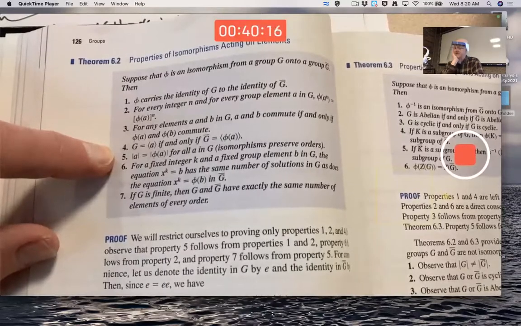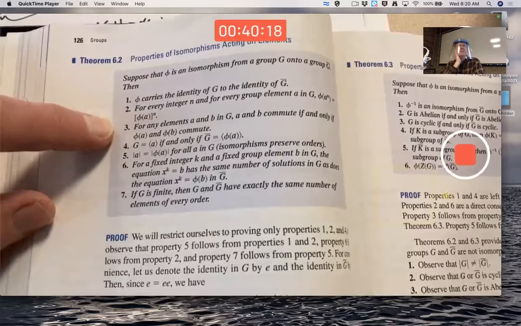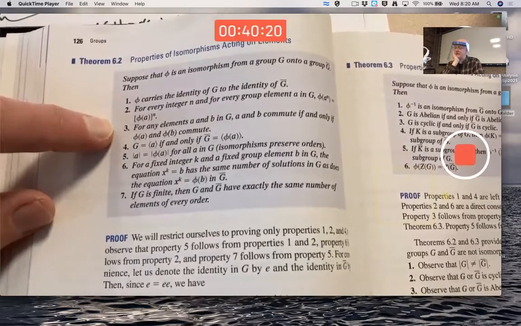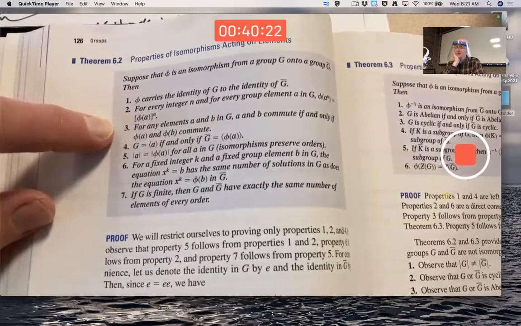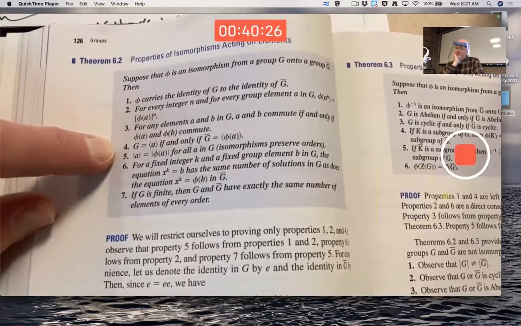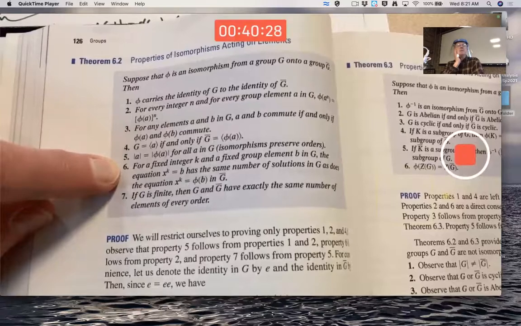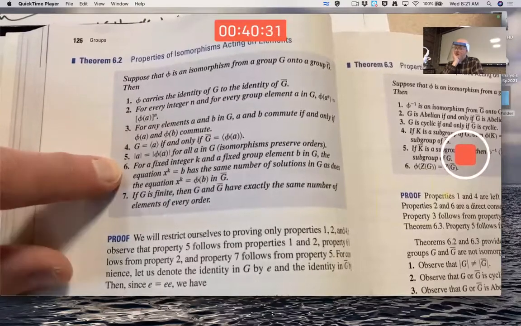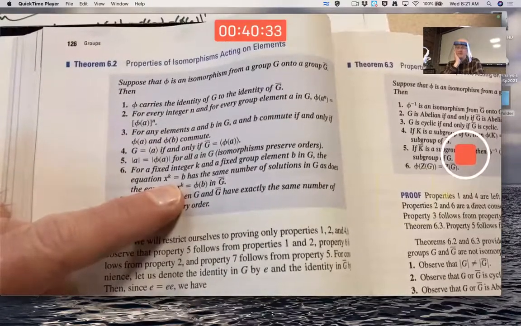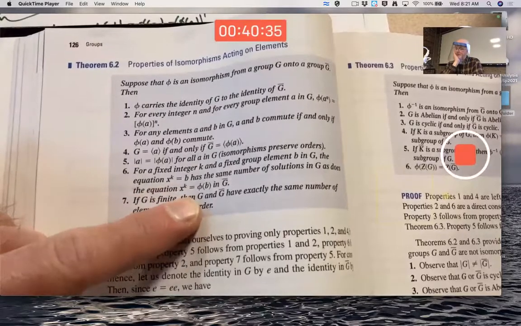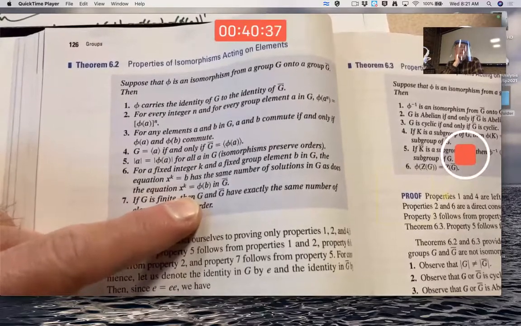I guess I forgot to do the number 3 there, that they commute. A and B commute if and only if phi of A and phi of B commute. Hopefully you didn't find that one too difficult. 6, when you're solving an equation like this, the number of solutions is equivalent to the number of solutions of an equation like this. The same.